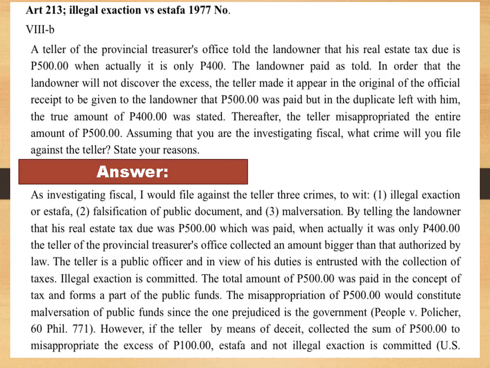Diba? We just discussed na there are 3 ways to commit illegal exaction, and one of that is if the public officer would demand directly or indirectly the payment of sums which is different from or larger than those authorized by law. So, ito yung nangyari dito. Si teller, when he told the landowner that the real estate tax due is 500, pero yung totoo, it was only 400 pesos, the teller collected an amount bigger than that authorized by law. The teller is a public officer, and in view of his duties, he is entrusted with the collection of taxes. Therefore, illegal exaction is committed.